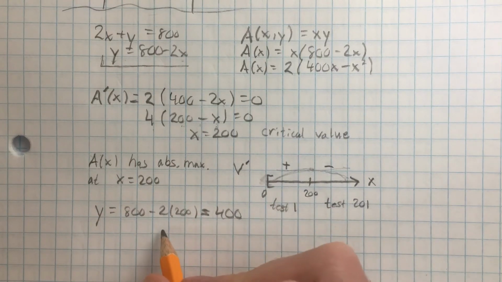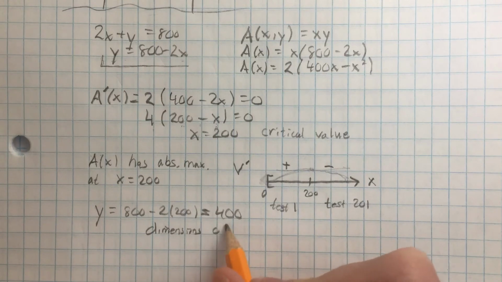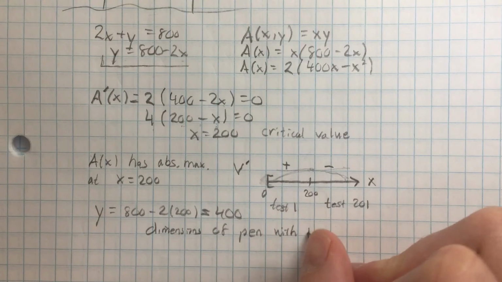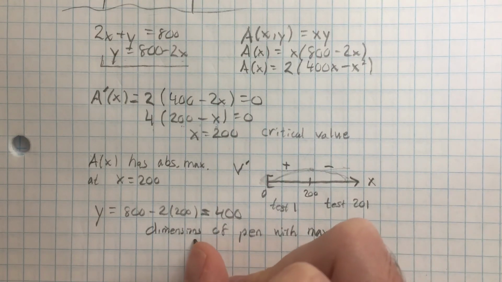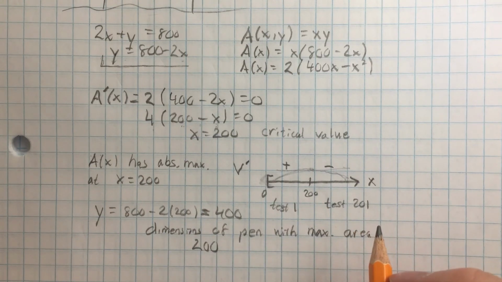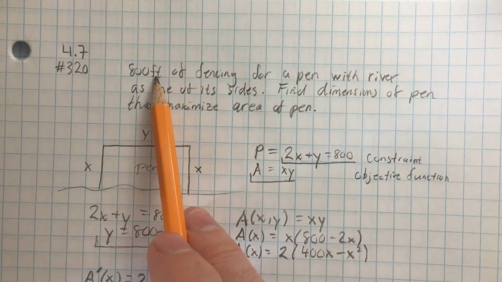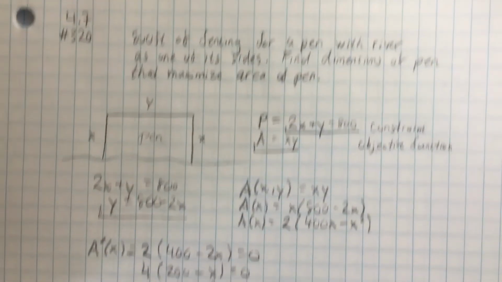So the dimensions are 200 by 400. Dimensions of the pen with maximum area is 200, what do we measure in? I thought it was meters. No, it's feet. Right? The original was 800 feet of fencing. So this is some number of feet going around here. Then x and y are measured in feet.